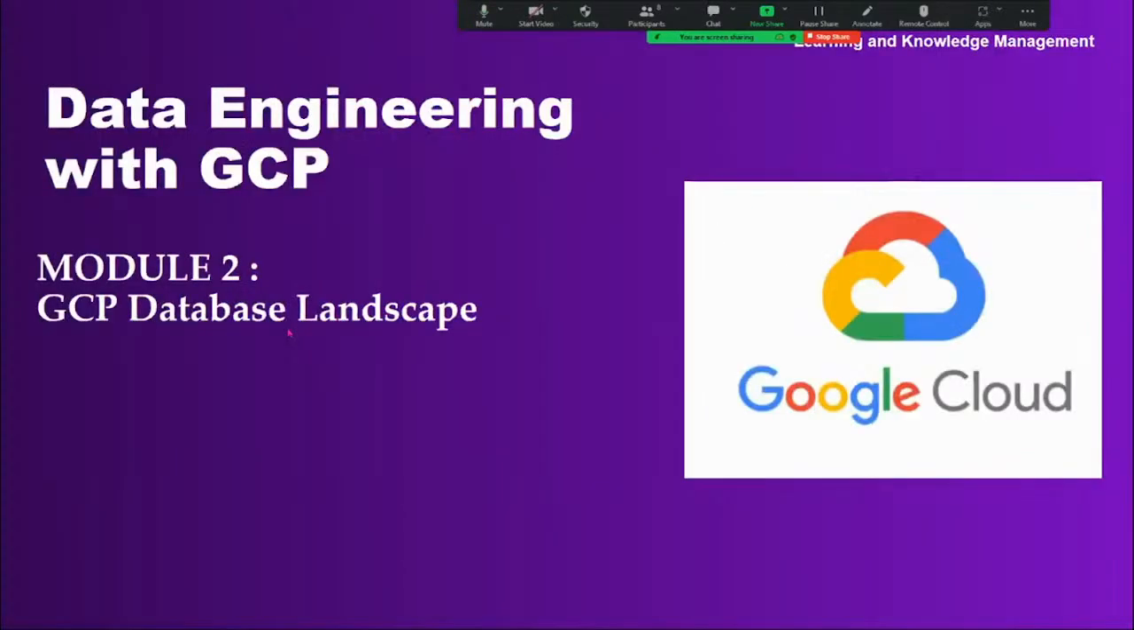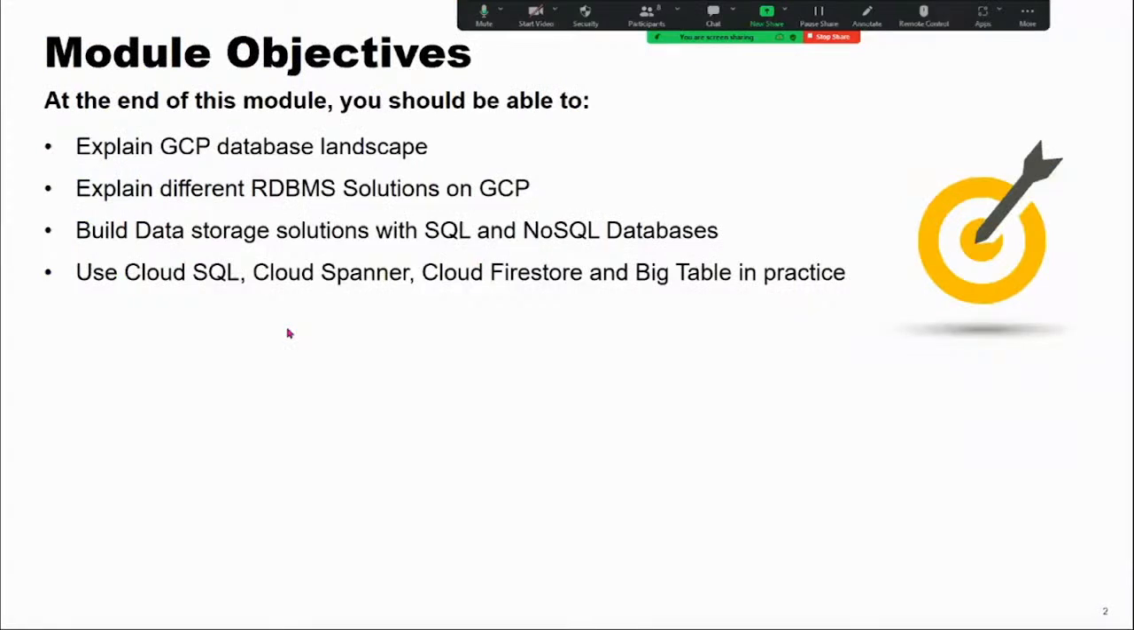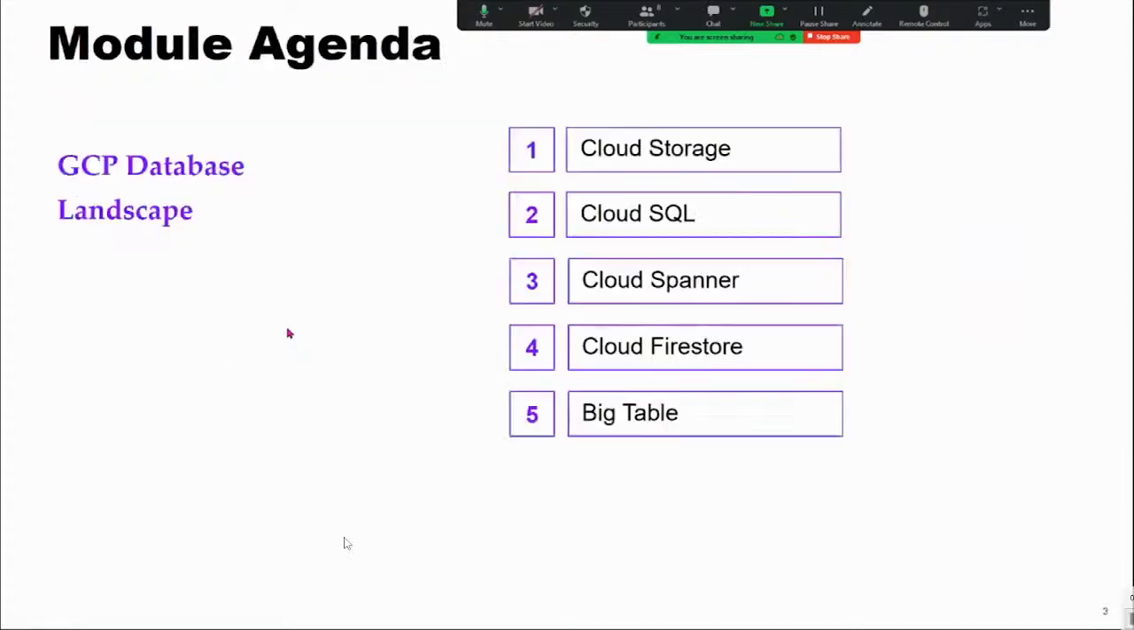So in the GCP database landscape, this is the agenda, guys. We are going to explain the whole GCP database landscape and the differences between RDBMS as well as NoSQL databases. And in this one, we're going to look at Cloud SQL, Cloud Spanner, and Bigtable. So these are the things.